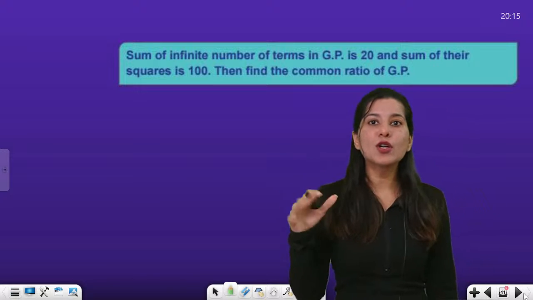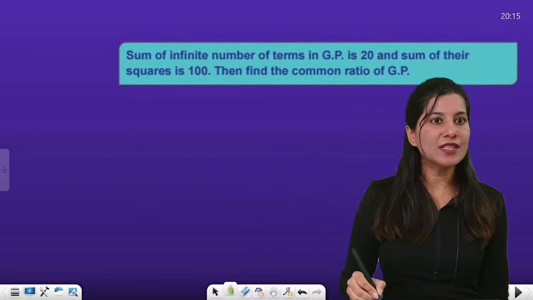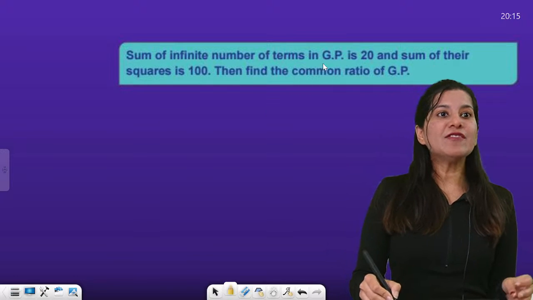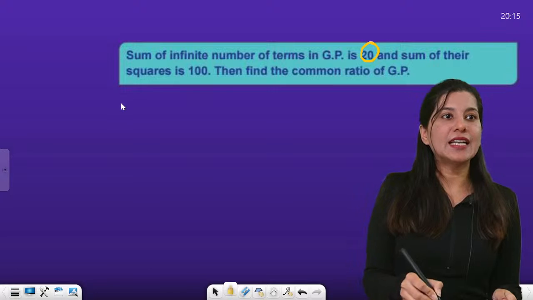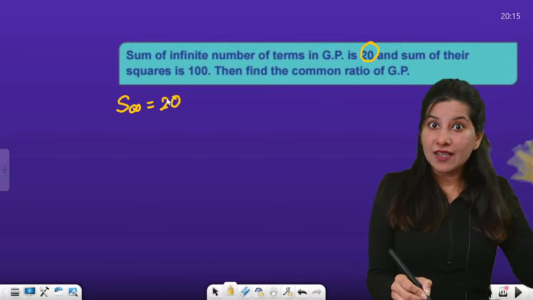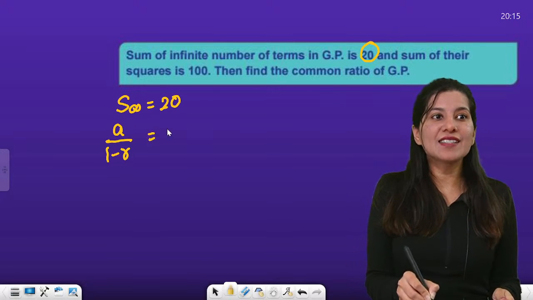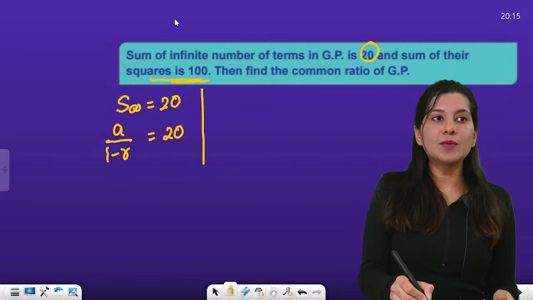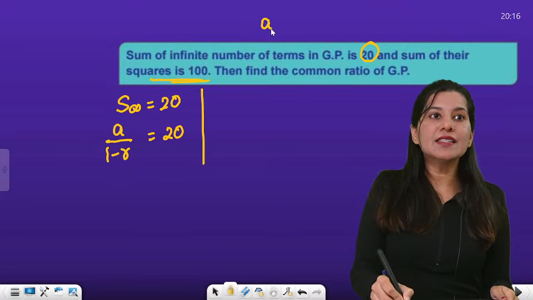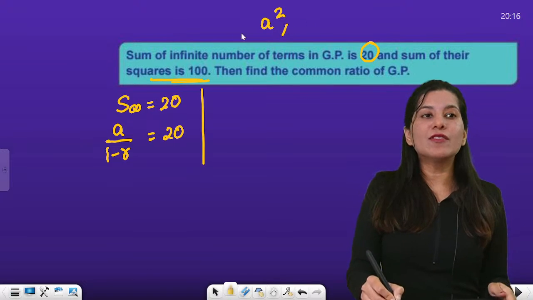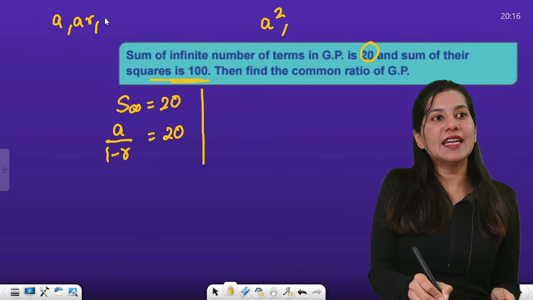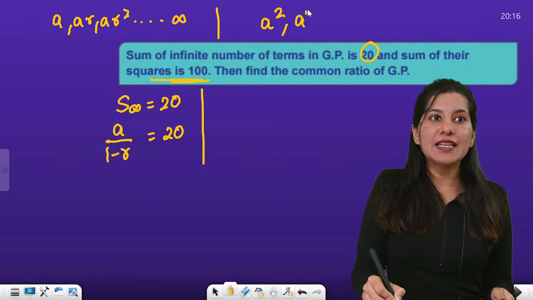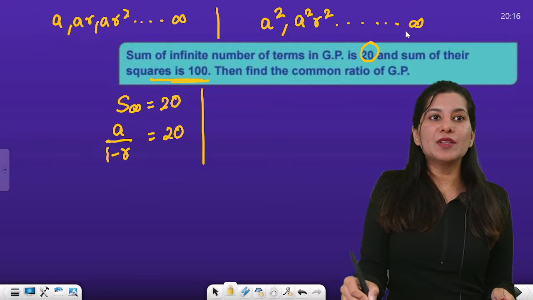Now let us focus on the questions. Okay? Only this much theory, no other theory. Sum of infinite terms of GP is given as 20. That means sum to infinity is 20, and A upon 1 minus R is 20. Next, sum of their squares is 100. That means now we have another series made of squares of the previous. So suppose I have original a, ar, ar square and so on up to infinity. So sum of squares: a square, a square r square, up to infinity, right?